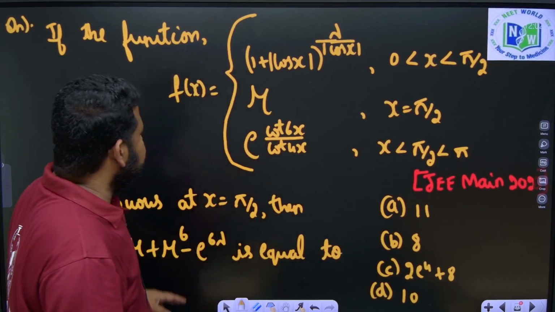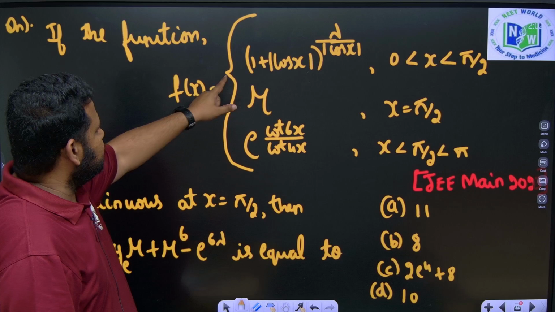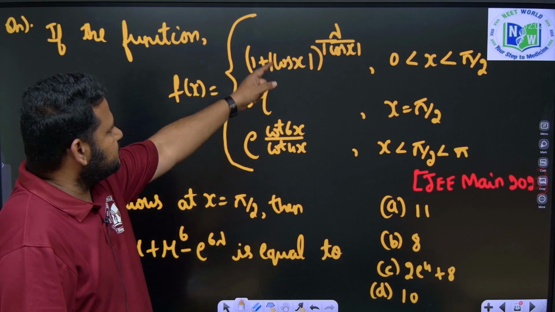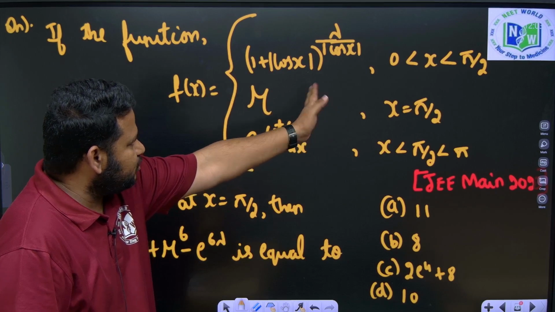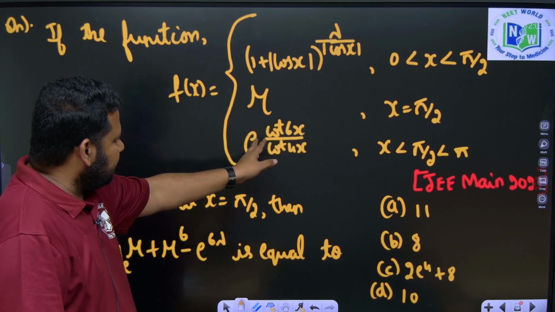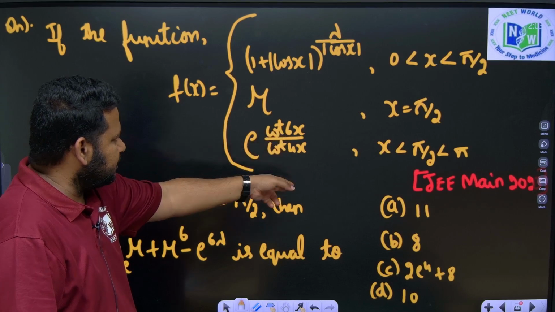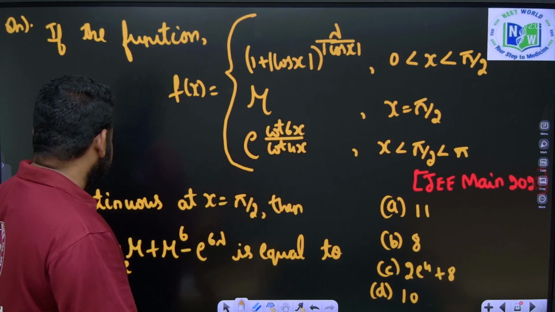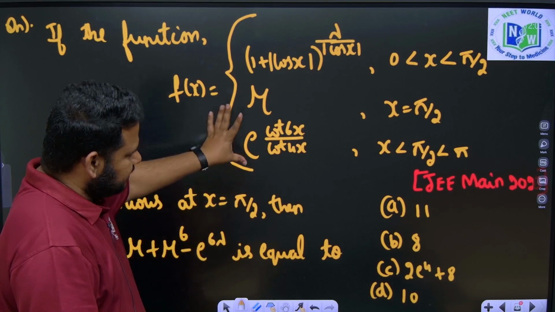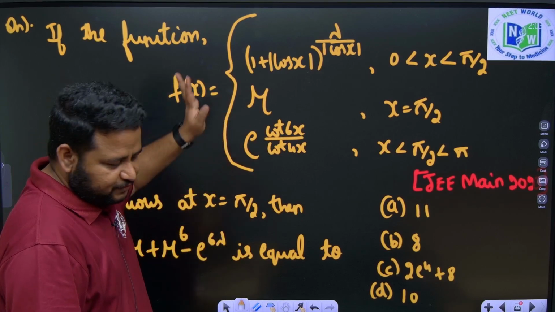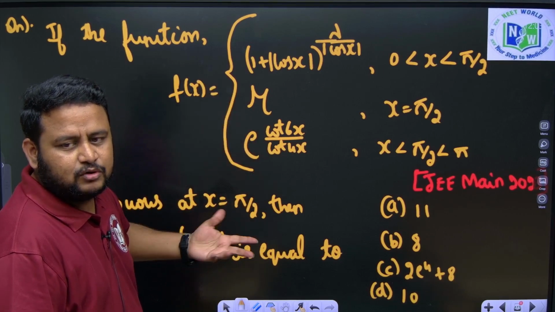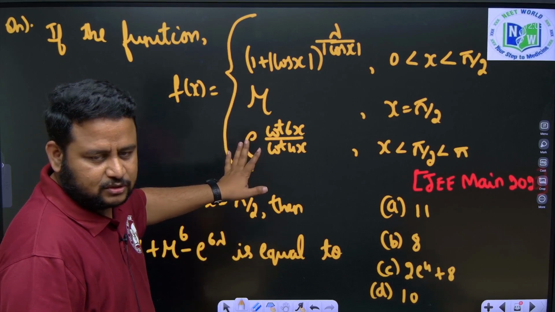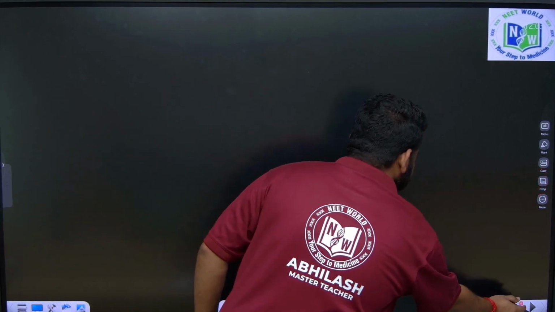Okay, they were given the function f of x is equal to 1 plus mod cos x to the power of lambda, for x lying between 0 and pi by 2, and e to the power of cot 6x by cot 4x, JEE Main 2023 question, continuous at x is equal to pi by 2. Okay, this is a little complex question you may feel, but it is simple. We will come back to this after solving some more simpler questions. Okay, we will solve that first.